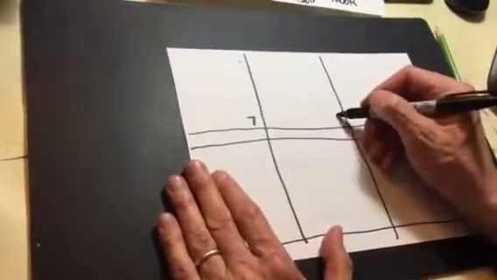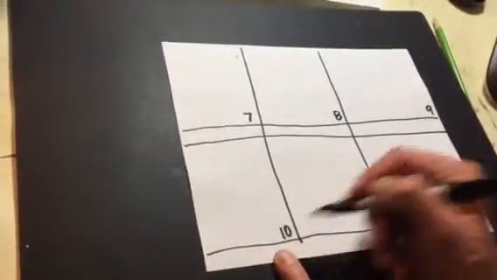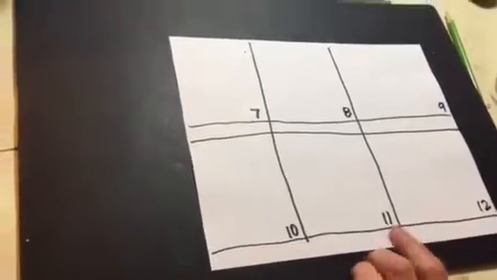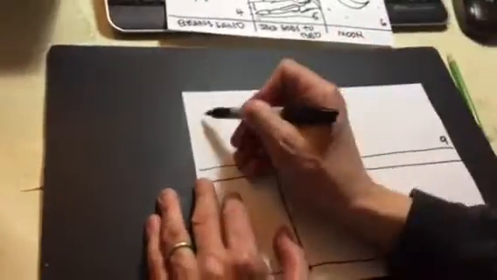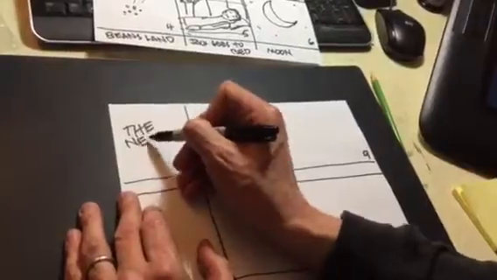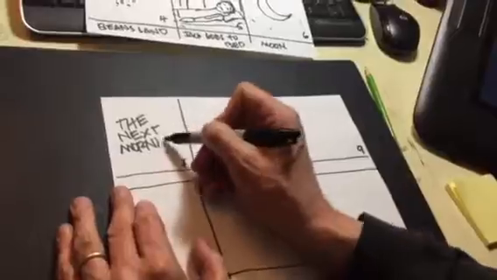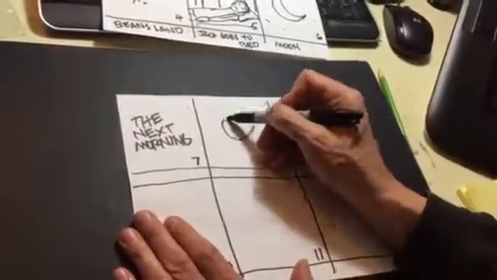Okay. Next one. Now we're on shot 7, 8, 9, 10, 11, 12. So in this one, we could do a title card, and we can say, the next morning. You could show the sun is up.